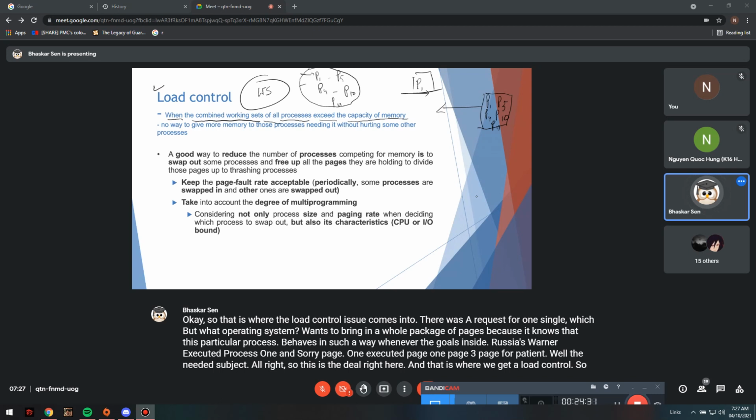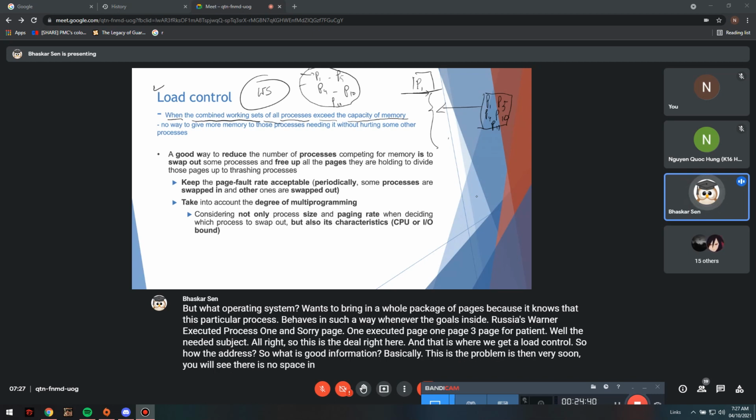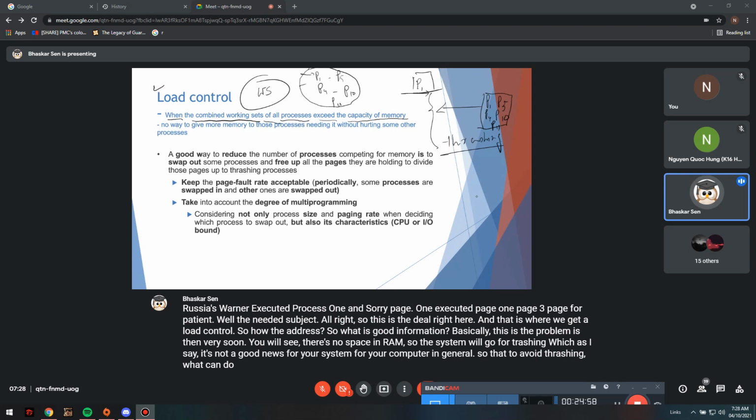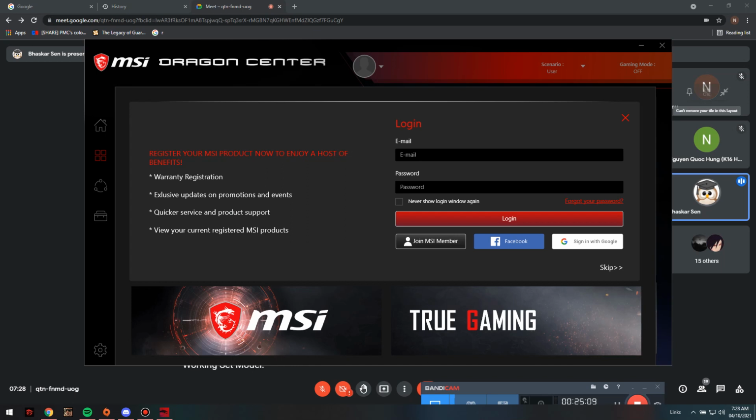So how may I address this load control issue? What is the load control issue basically? Basically, the problem is that very soon you will see there is no space in RAM. So the system will go into thrashing, which, as I said, is not good news for your system, for your computer in general. To avoid thrashing, what it can do is apply, if you can still remember, something called the working set model.